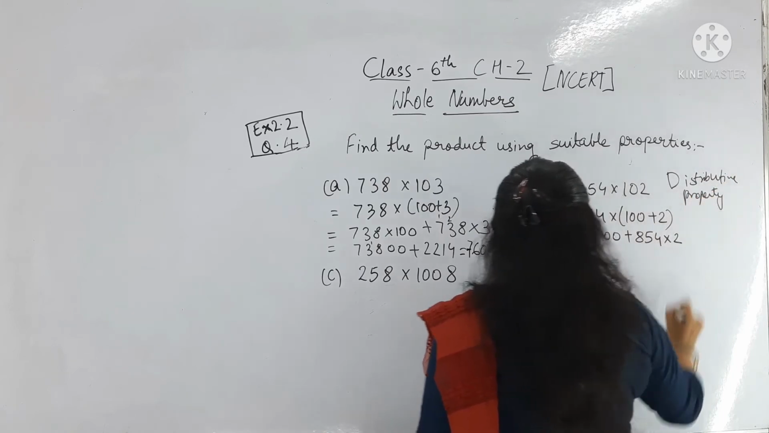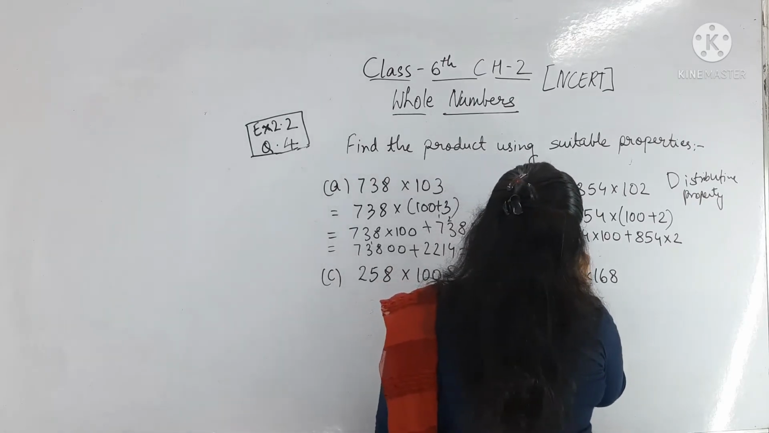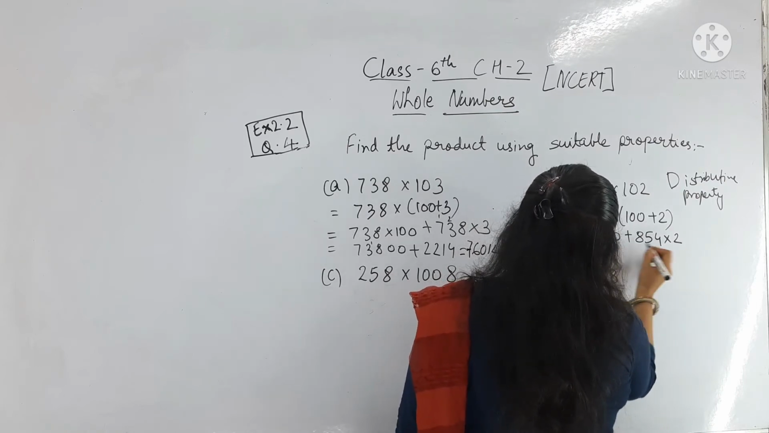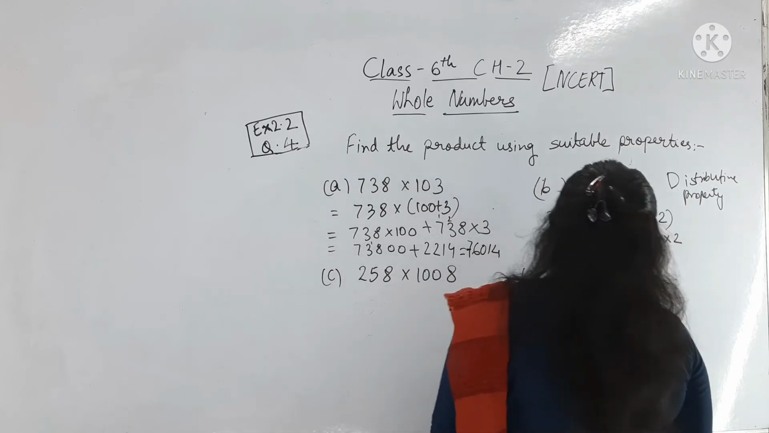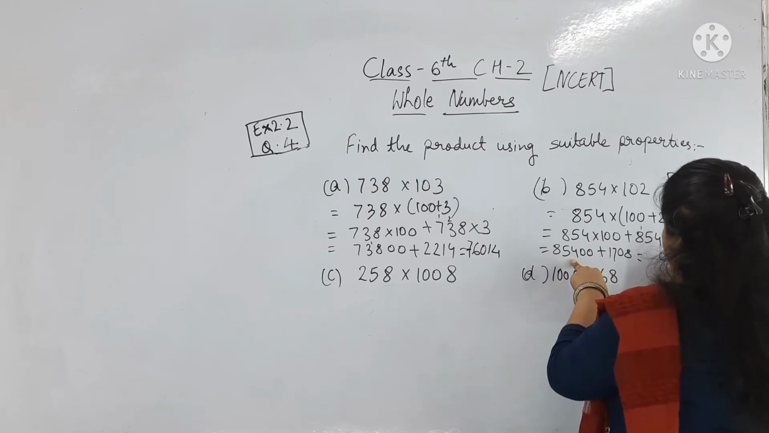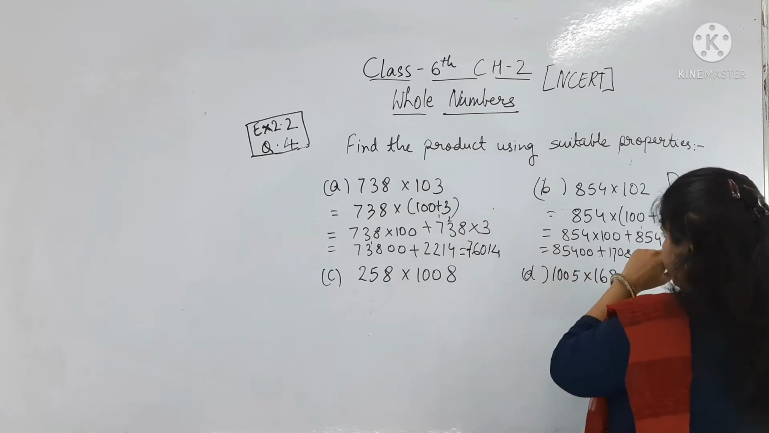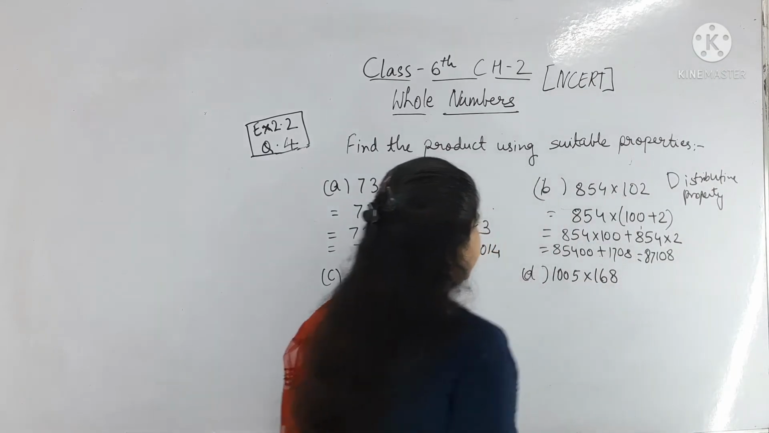Using distributive property you have to write in each question. I am not writing. Okay. 85400 plus 2 4s are 8, 2 5s are 10, 2 8s are 16, 17. Okay. So here 8 0, 7 plus 4 is 11, 1 is carry, 5 plus 1 plus 6 is 7, 6 plus 1 is 7, then here 8. So I am getting 87108 in the B part.